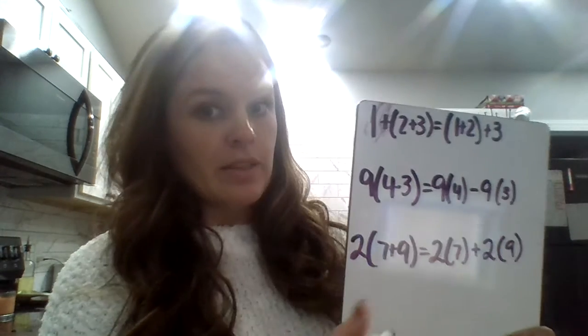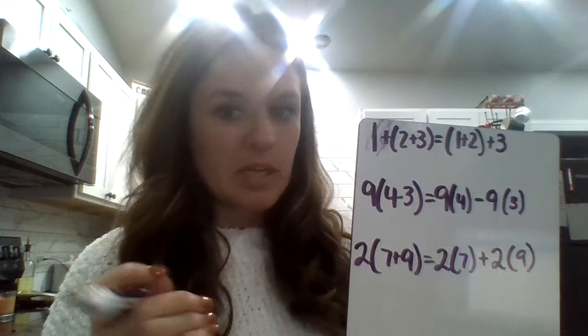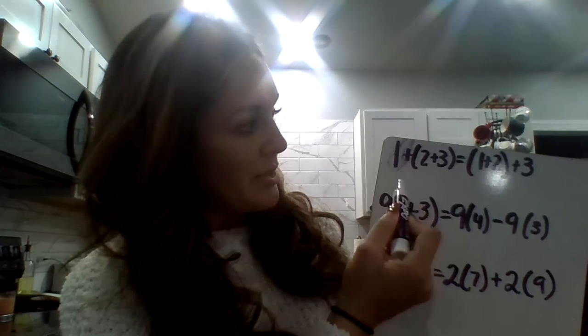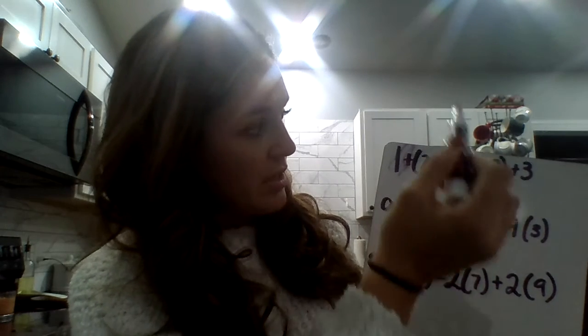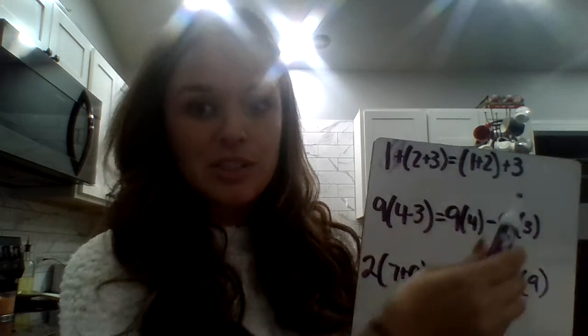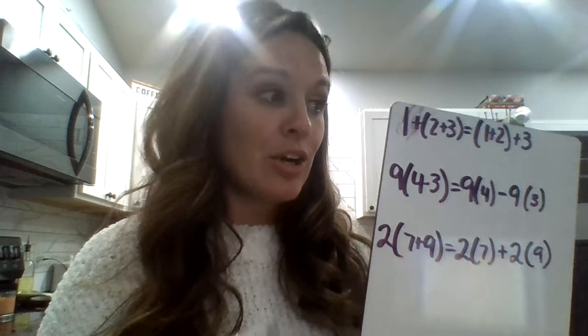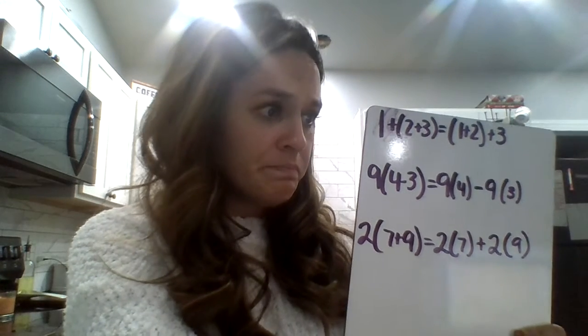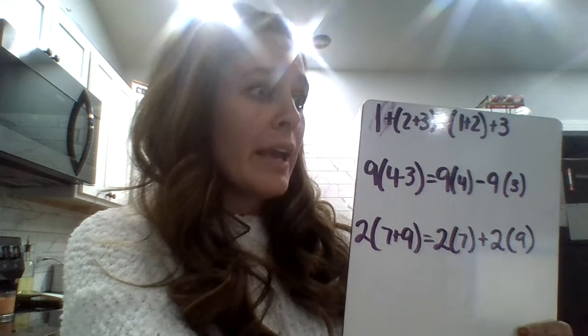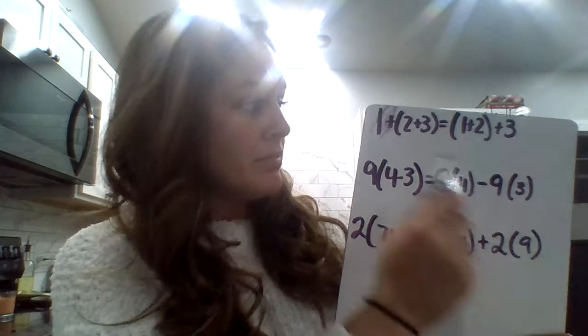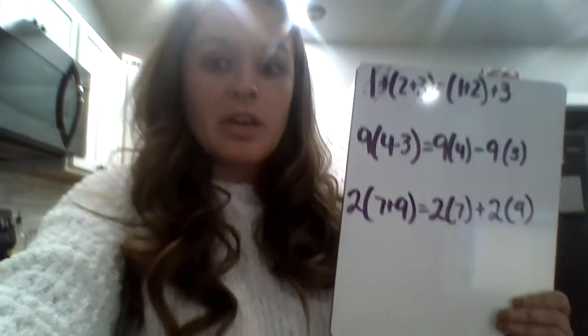Then we've got one like this. This one always confused me as a kid. So you see it has the same exact numbers. 1 plus 2 plus 3. 1 plus 2 plus 3. The parentheses are just around a different part. That is called associative property. And it is addition. So it's associative property of addition.